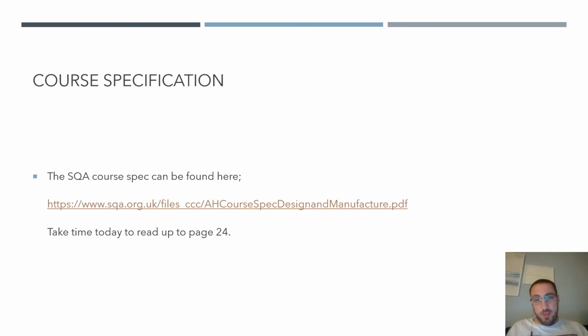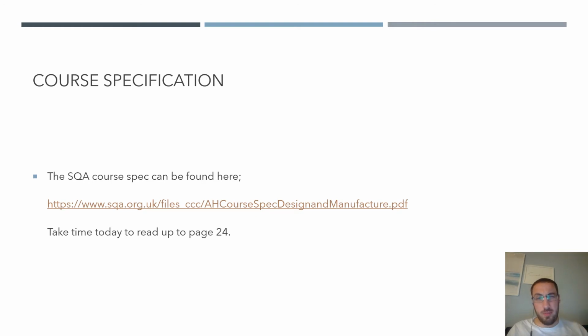So, for the elements of the course, rather than me reading it to you or copying and pasting it into this PowerPoint, there's a link here to the course spec of the Advanced Higher Design and Manufacture course. I want you to go on to that. Some of the stuff in it is just generic stuff that's in every SQA course. It does have the tables with the knowledge, understanding and skills that you need for Advanced Higher for the assignment and for the exam.